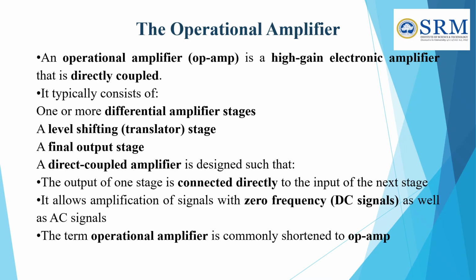The operational amplifier. An operational amplifier or op-amp is basically a very high gain amplifier used in many electronic circuits. It is called direct coupled because there are no capacitors between stages, so even DC signals can pass through. Inside an op-amp, we mainly have three important sections. First, a differential amplifier which compares two input signals, then a level shifting stage which adjusts voltage levels, finally an output stage which provides the required output power.